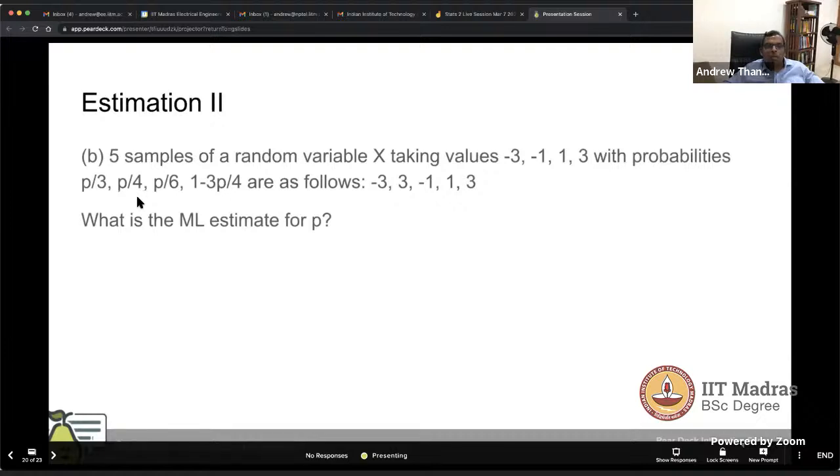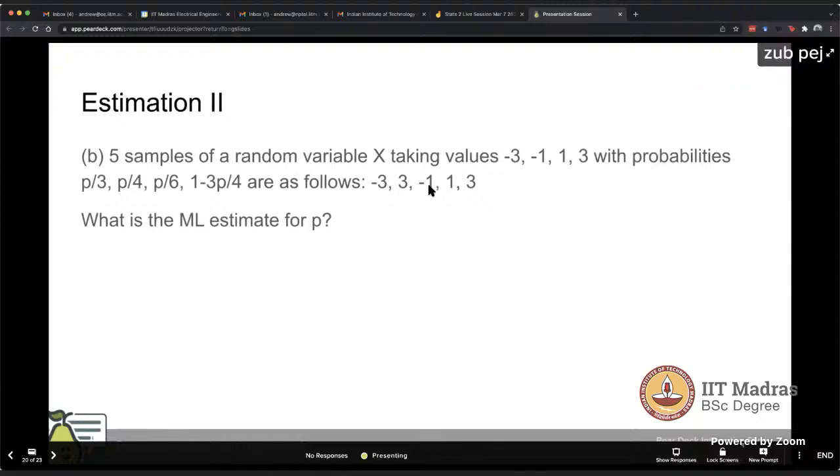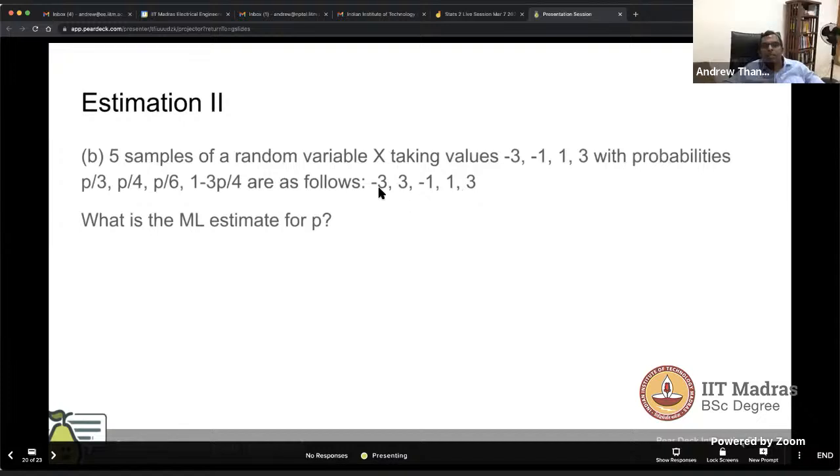Okay, so the likelihood is going to be P by 3 times 1 minus 3P by 4 times P by 4 times P by 6. So it's going to be something like P power 3 times 1 minus 3P by 4 whole squared, isn't it? Okay. You have to take log and differentiate with respect to P. You will get something, isn't it?